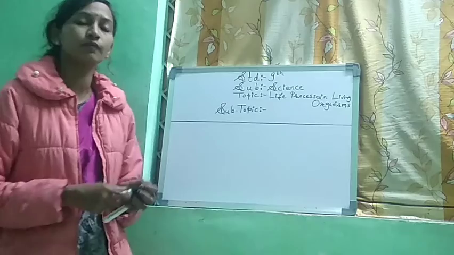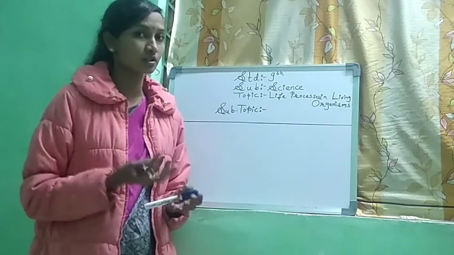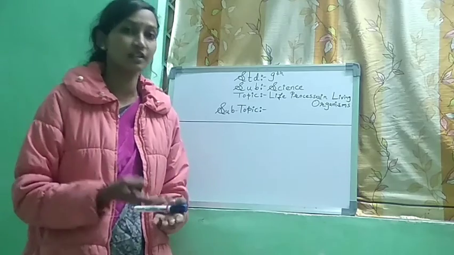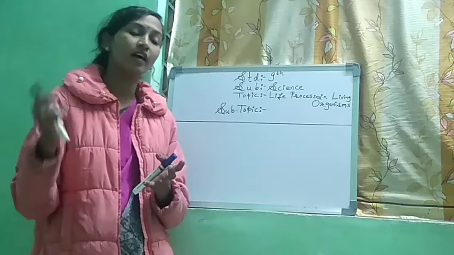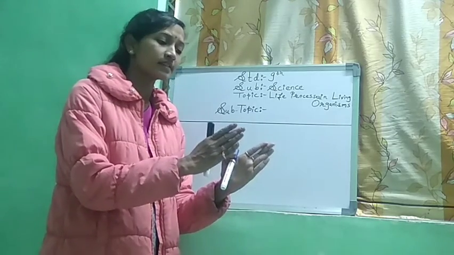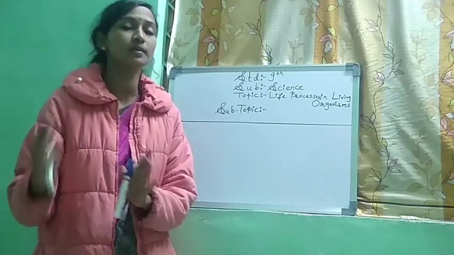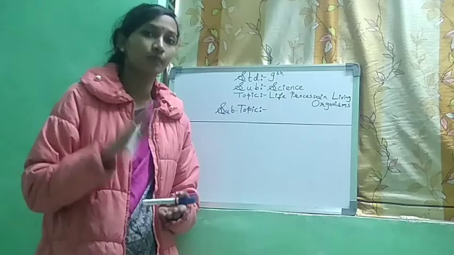Whatever food we eat, our digestive system digests it with the help of digestive juices. Okay, and those digestive juices act on the food material, and complex substances are converted into simpler ones. Then these are transported throughout our body with the help of blood.